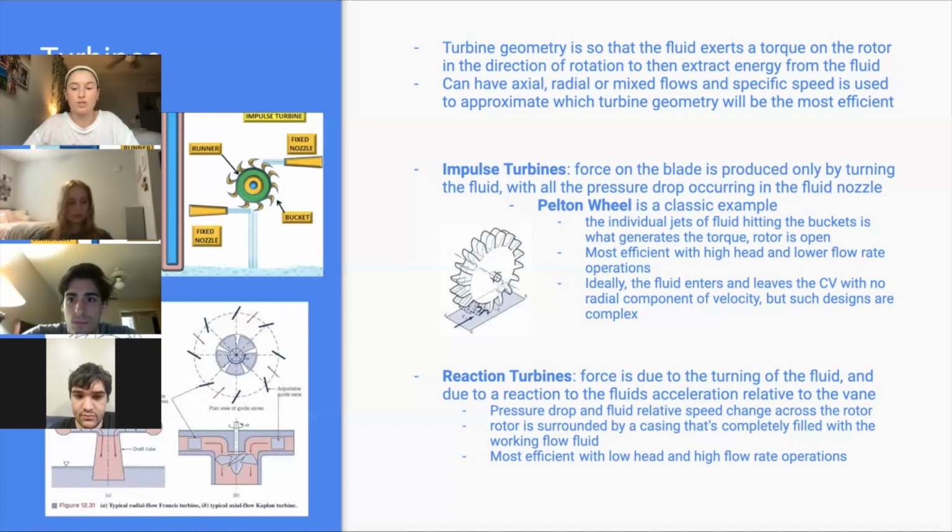Next, we have reaction turbines. Force is due to the turning of the fluid and due to a reaction to the fluid's acceleration relative to the vane. So they're a little more complicated than impulse turbines. But the pressure drop and fluid relative speed change across the rotor. And in this case, the rotor is surrounded by a casing that's completely filled with the working flow fluid, so you can't see them, they're all enclosed. These are the most efficient with low head and high flow rate operations.